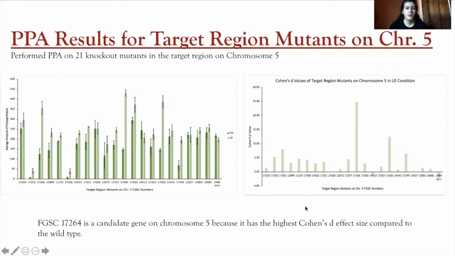Next, we performed the protoparesthesia assay on 21 knockout mutants in the target region on chromosome 5, which was our major QTL. So this graph shows the raw data for the mutants on chromosome 5. The x-axis shows the different mutant strains, their FGSC numbers, and the y-axis is the average amount of protoparesthesia produced between the different photoperiods. This graph shows the Cohen's d values of the mutants in the long day condition. Using the Cohen's d graph, we determined that FGSC 17264 is a candidate gene on chromosome 5 because it has the highest Cohen's d effect size compared to the wild type.